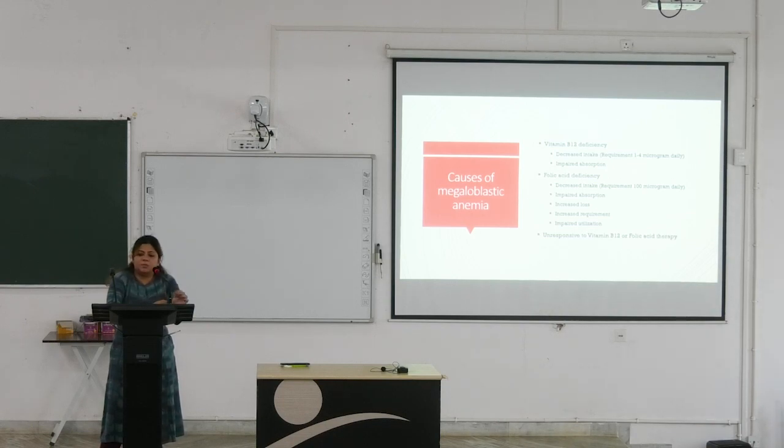absorption. Impaired absorption means intrinsic factor of Castle comes into play. Intrinsic factor of Castle. Do you know which cells or which organ manufactures the intrinsic factor? Yes, parietal cells. So if the patient has undergone gastrectomy or has atrophic gastritis, in these cases the stomach fails to manufacture the intrinsic factor, and this gives rise to impaired absorption of vitamin B12 and anemia.